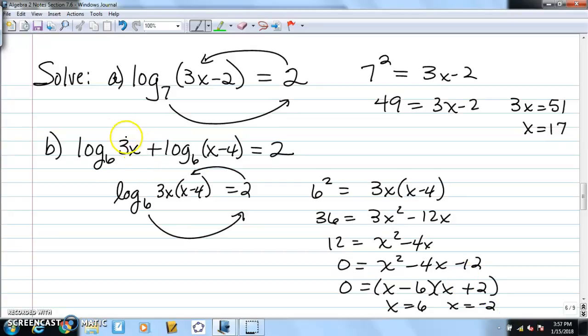Now, what you got to figure out here is if I put a negative 2 in here, can I take 6 to some power and get a negative 6? Nope, I can't. Okay, and in fact, you can't take the log of a negative number. Because remember, you're taking a positive number to some power, and there's no way you can get a negative number out of that. So this one doesn't work. Okay, so it's x equals 6.